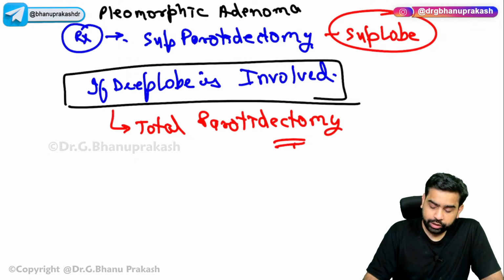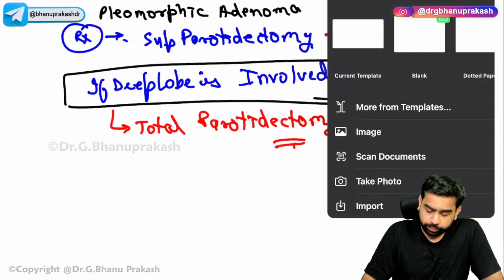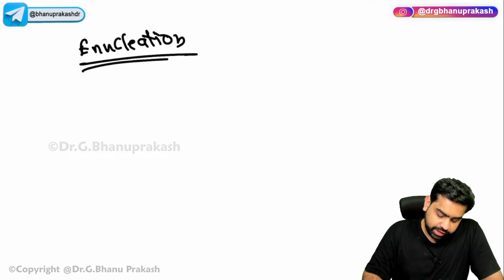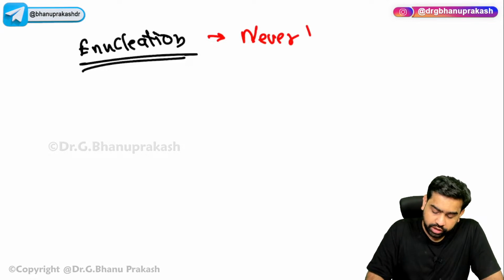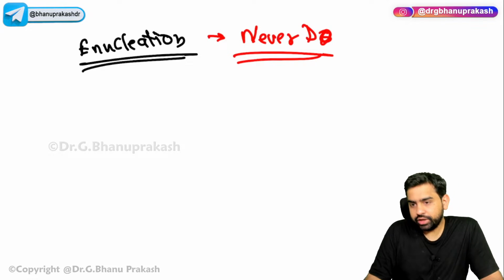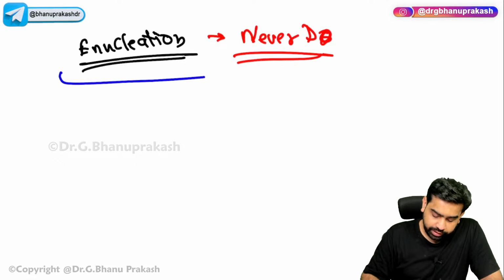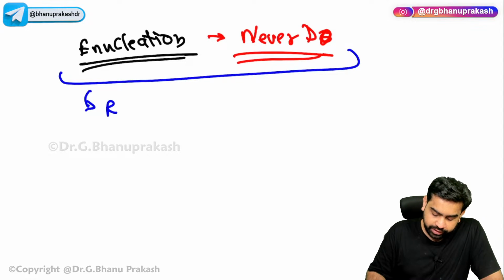Okay, what about enucleation? If you perform an enucleation, is it going to be good? Please try to understand, enucleation is never done. Well, it's not that it's never done. You can do it if you want, that's fine, but it is not preferred. Why is enucleation not done? Because there will be recurrence.